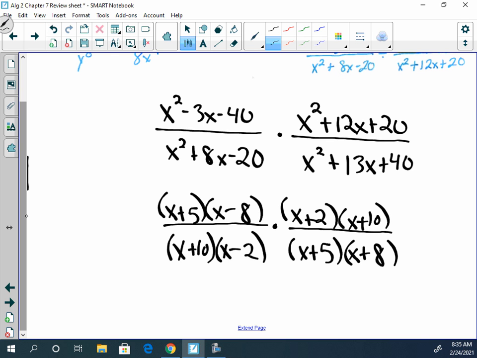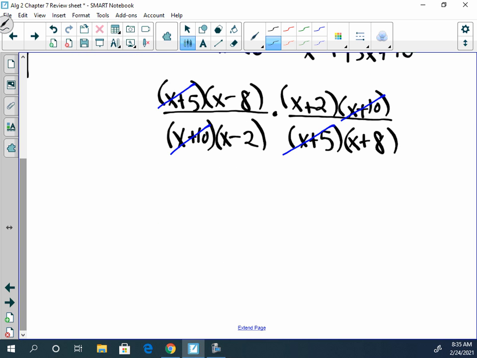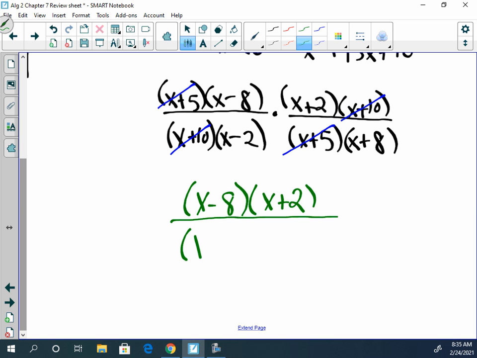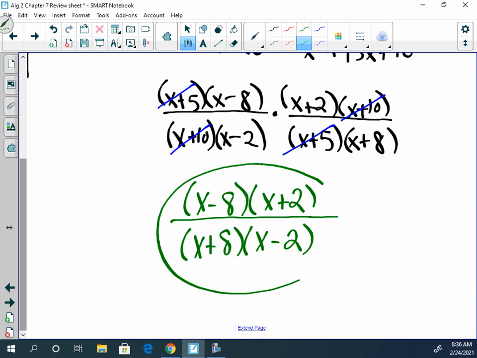Okay. Now we can simplify on top and bottom. x plus 5, x plus 5, x plus 10, x plus 10. Right, and what's left is an x minus 8 and an x plus 2 over an x plus 8 times an x minus 2. And this would be our answer.